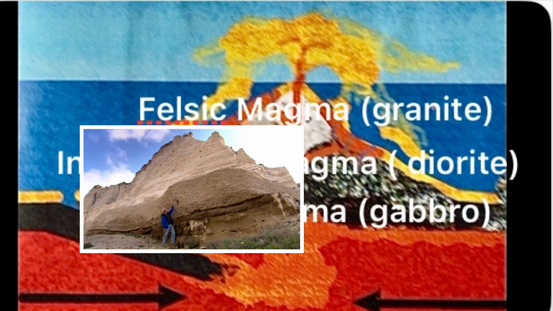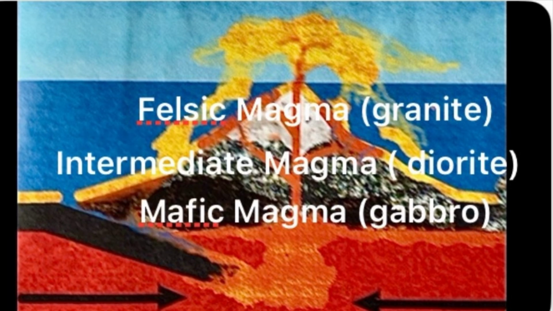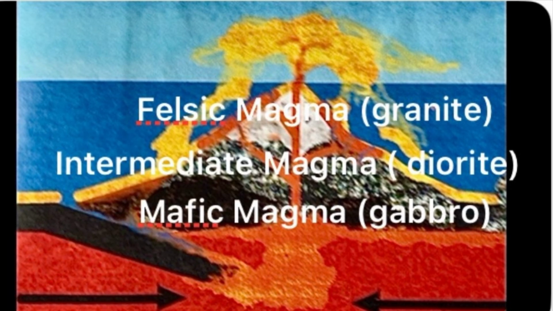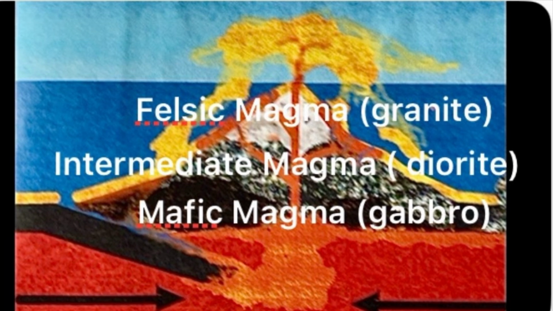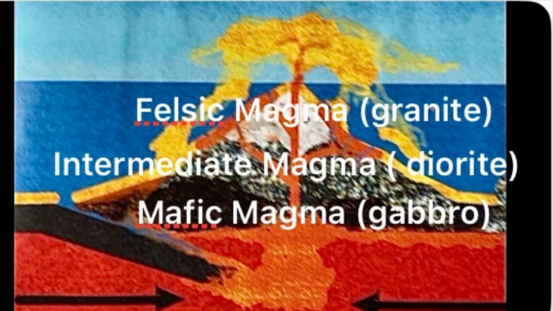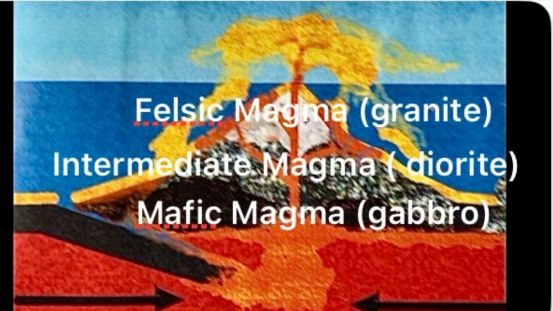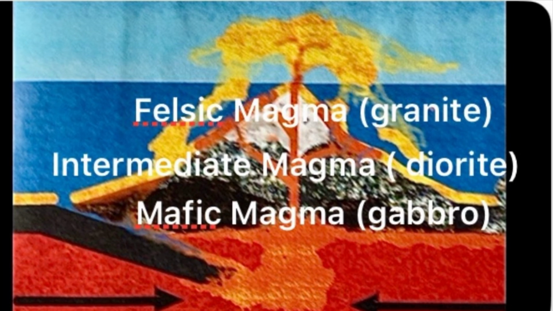So the generalization here is that when you have ocean crust subducted beneath ocean crust, you get a mixture of felsic, intermediate, and mafic rocks, very possibly with the intermediate rocks dominating as far as the volume goes.